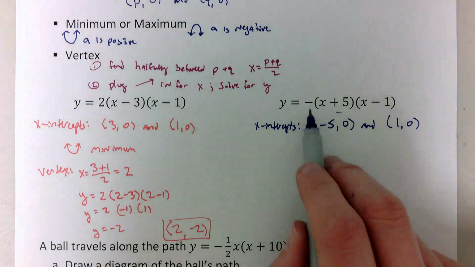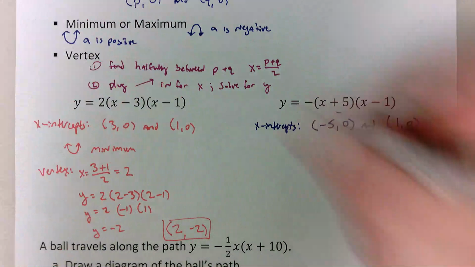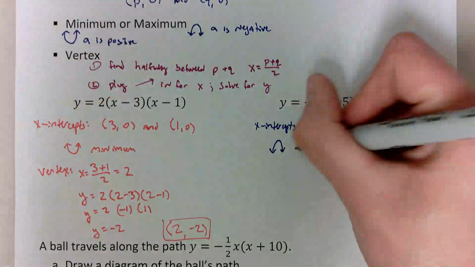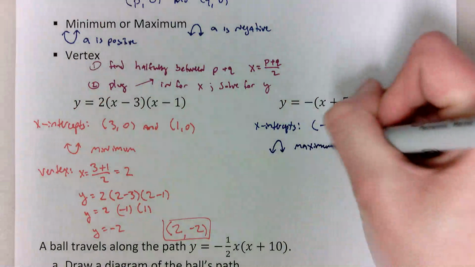All right, our a value at the front, even though there's no number there, it's still negative, right? So that tells me that my graph is going to open down, makes an N shape, which means that I have a maximum.